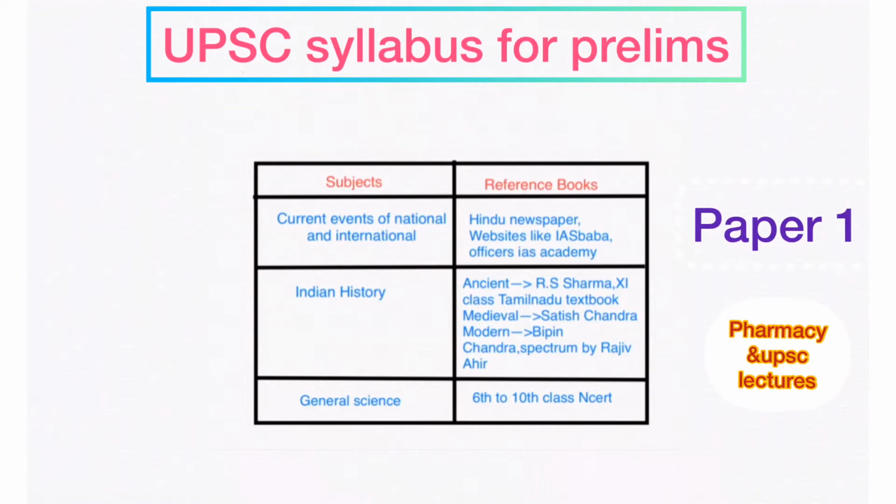Next, Indian history. It is three: ancient, medieval, and modern. For ancient, you have to refer R.S. Sharma as well as 11th class Tamil Nadu textbook. Next, medieval. You have to refer Satish Chandra. For modern, Bipin Chandra as well as Spectrum by Rajiv Ahir sir. Next, general science. You have to refer 6th to 10th class NCERTs.